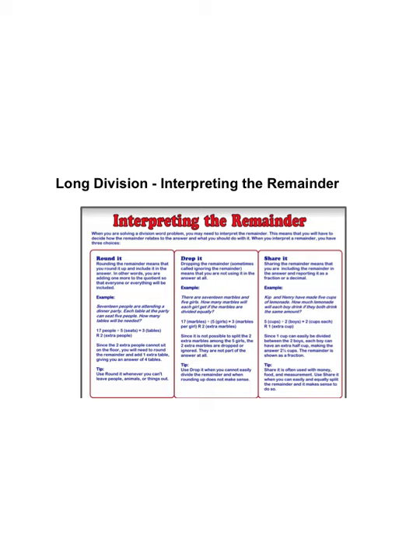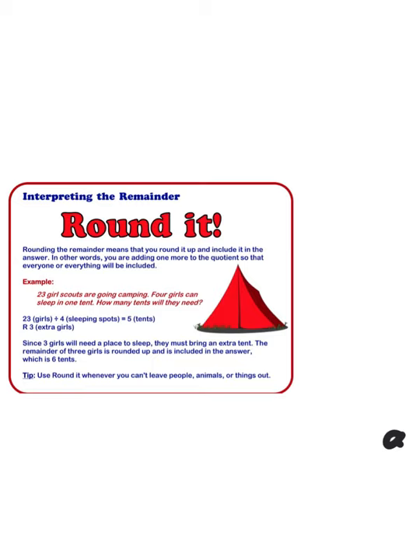One option is that we can round the answer. Another option is that we can drop the remainder because maybe it's not important. And the third one is to share the remainder. In this first example, we're going to look at when you have a remainder and you want to round it so that you include it as part of your quotient. And remember, the answer to a division problem is the quotient.